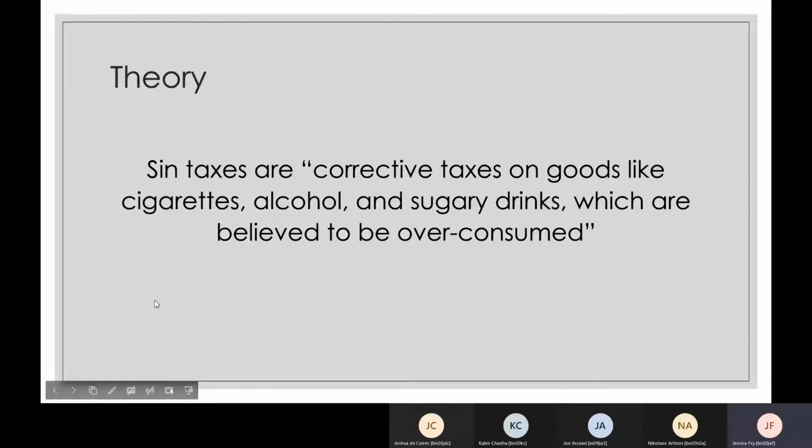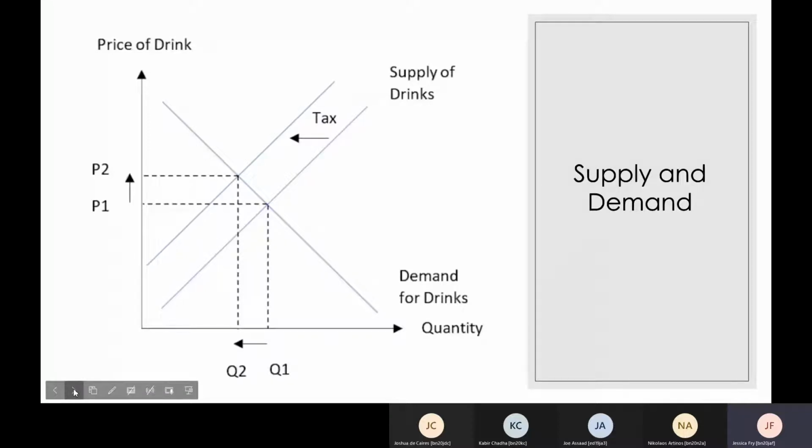Sin taxes are defined as corrective taxes on goods like cigarettes, alcohol, and sugary drinks, which are believed to be overconsumed. Their purpose is to discourage the consumption of such goods in order to increase social welfare. For the theory section, we constructed a supply and demand diagram showing the effect of the sugar tax on fizzy drinks. The primary aim of a sin tax is to decrease the supply and consequently decrease consumption.